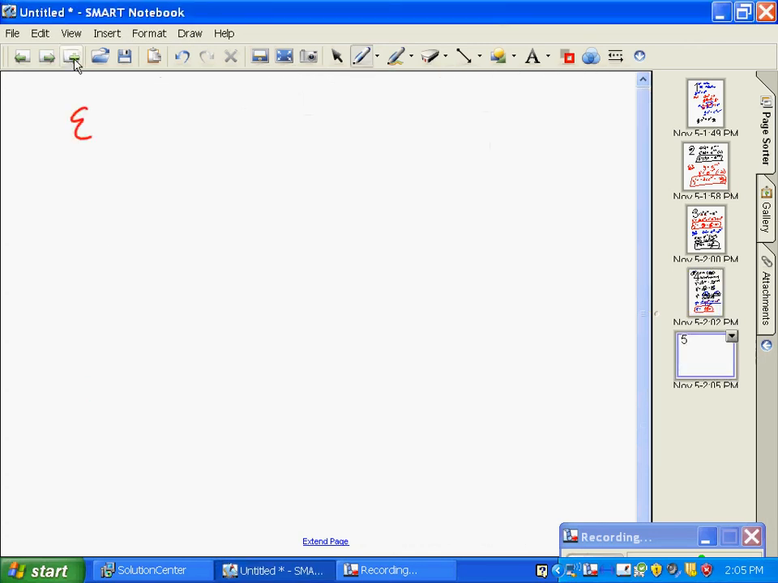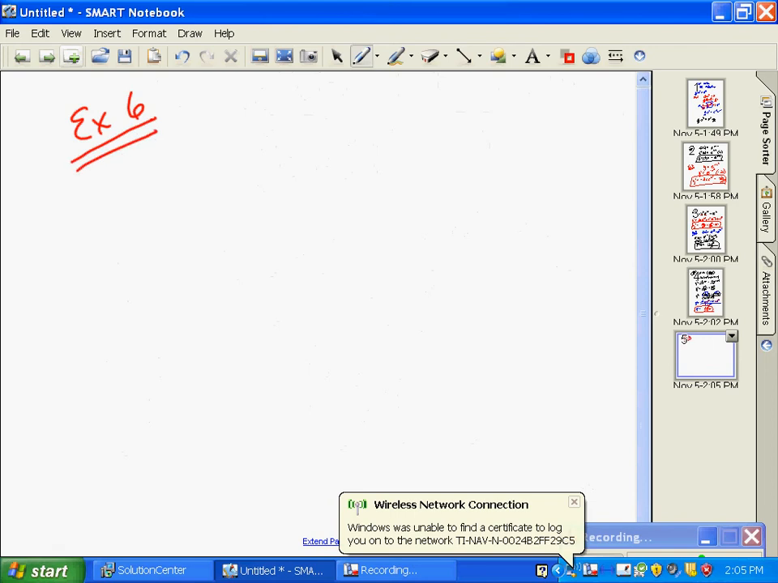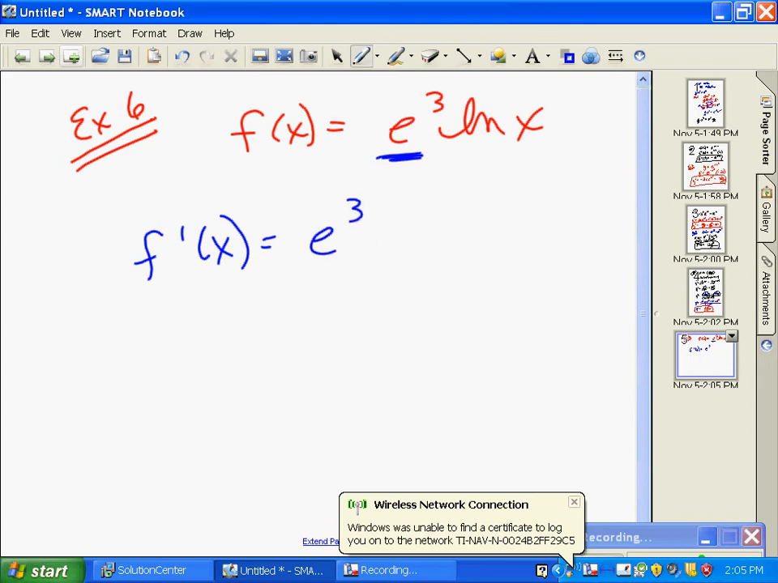Example 6. f of x is equal to e to the third ln of x. Now this is kind of a trick question. e to the third, remember, is a constant, and constants always tag along. So I get e to the third times the derivative of the natural log of x. e to the third over x is my answer.